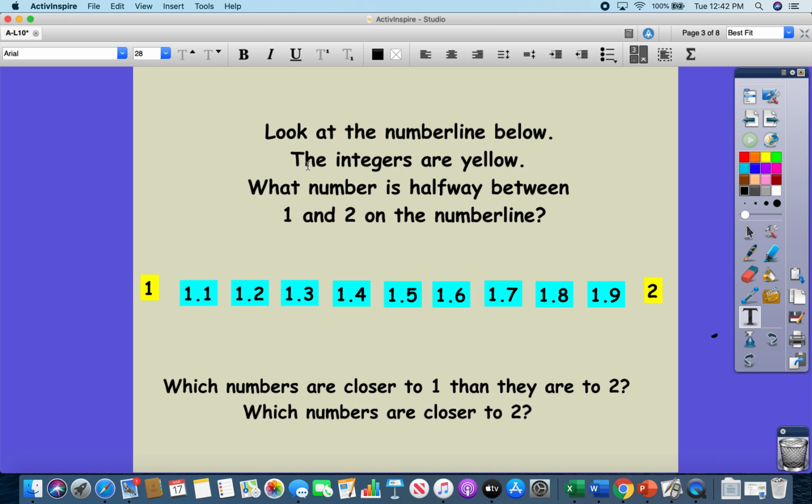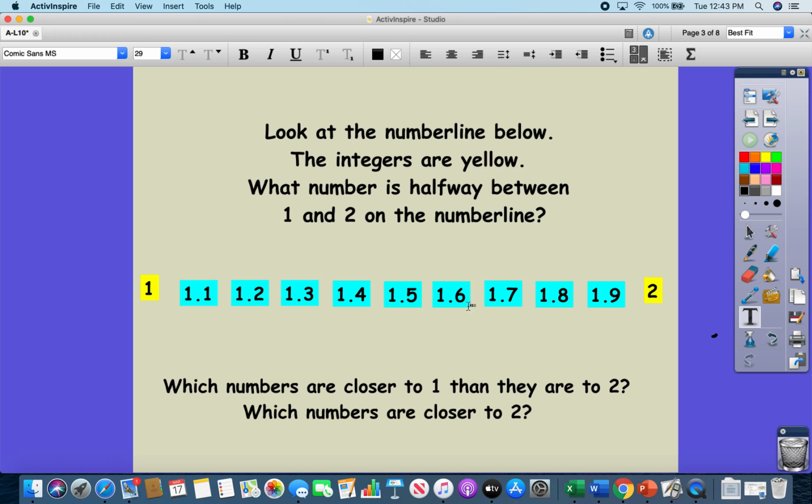Look at the number line below. The integers are yellow. Integers, this I word you see right here, is a fancy word for whole number. A whole number means it doesn't have a decimal part. It is either 1 or 2, 3, 4, 5, 6, 7, but not anything in the middle, right? So what we're looking at today is just like when we round money, like if I had $9.99, it would round up to 10. We're talking about rounding decimals to the nearest whole number, all right? Remember, a whole number doesn't have a decimal value.